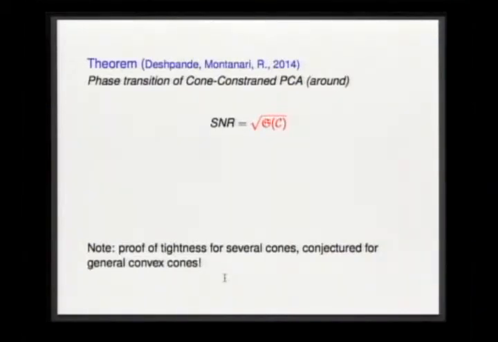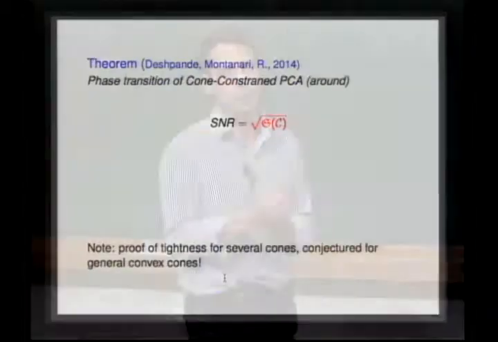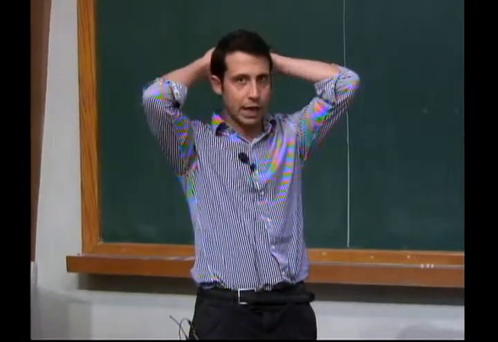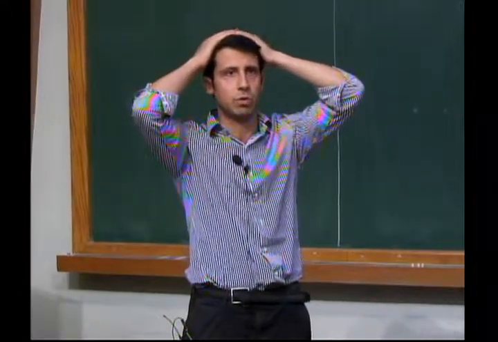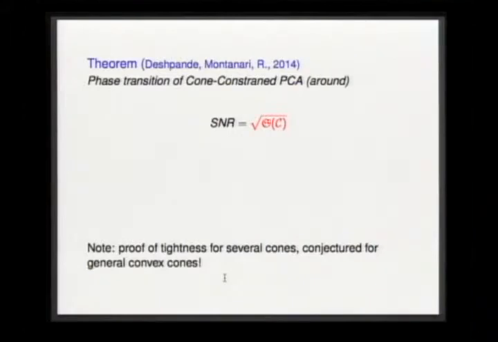Okay, so now I'm trying to surprise you. Now what happens if we add a cone constraint to the PCA problem? So we add the constraint that the unknown vector V0 belongs to some cone, say a convex cone. We get in this case that the phase transition is not going to take place at 1, but it's going to take place at square root of the statistical dimension.